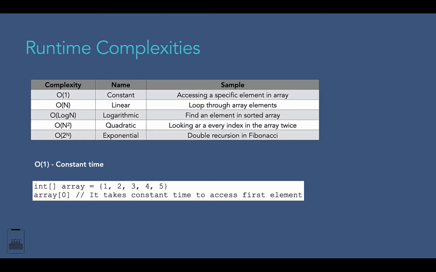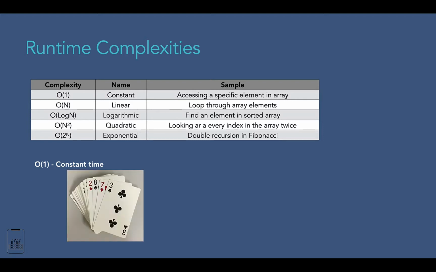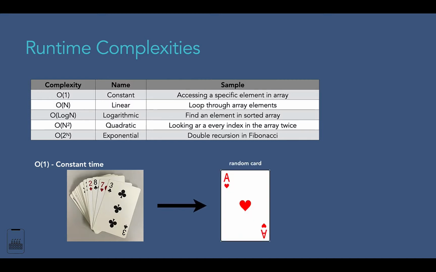In much the same way, if I had a deck of cards and I asked you to remove any card at random, you could simply grab a card from the deck without having to search through the entire deck. So this is a very easy task, and it takes constant time, whichever card we grab. So this is called constant time complexity.